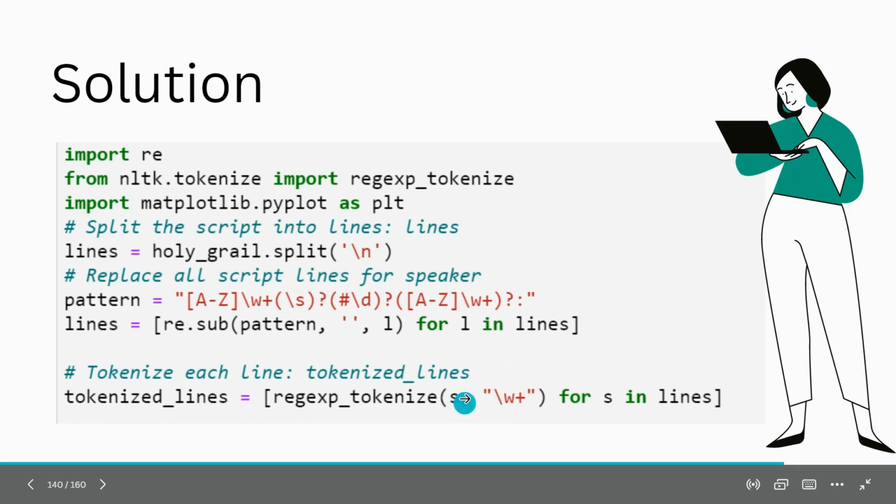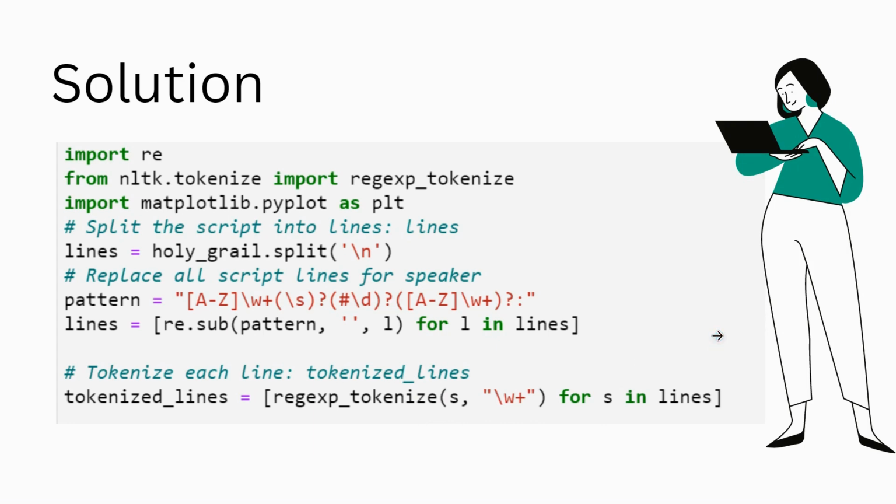So s, here I'm taking it from s in lines. So here I'm tokenizing lines. Every word in lines I'm picking and putting it here, and then I'm tokenizing it. All the words I'm tokenizing one by one. Here I'm using list comprehension.